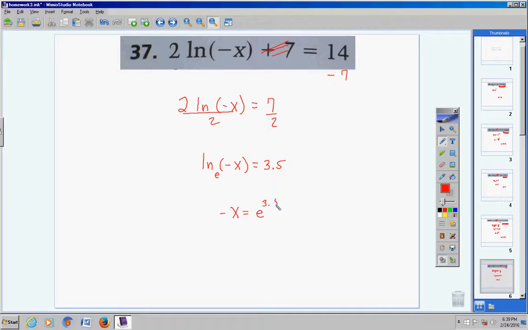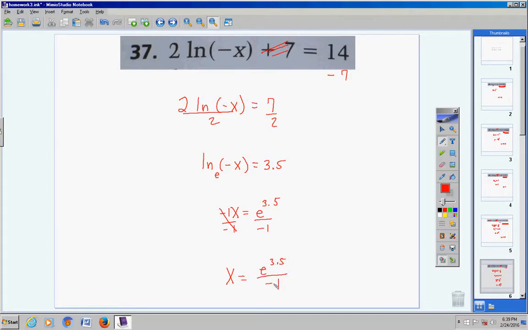Now, hold on before you start typing that in. x is not by itself yet. There's really a negative 1 there. So we've got to divide both sides by a negative 1. So now x equals e to the 3.5 power all over negative 1.